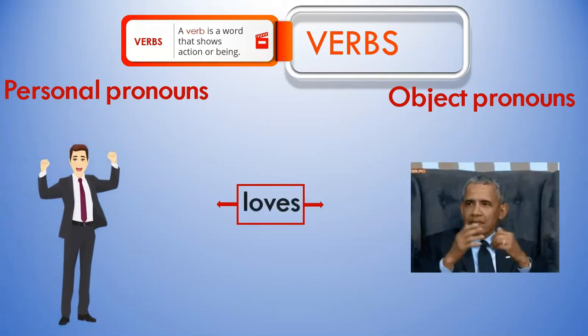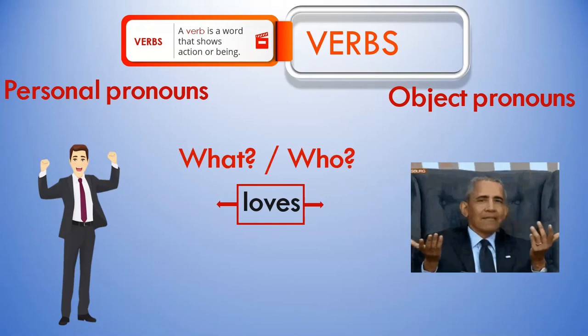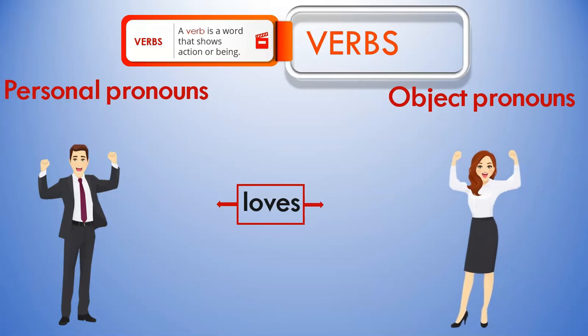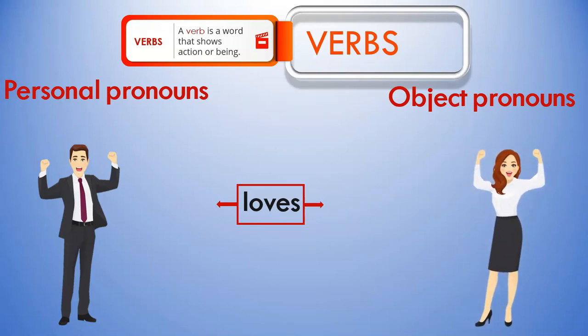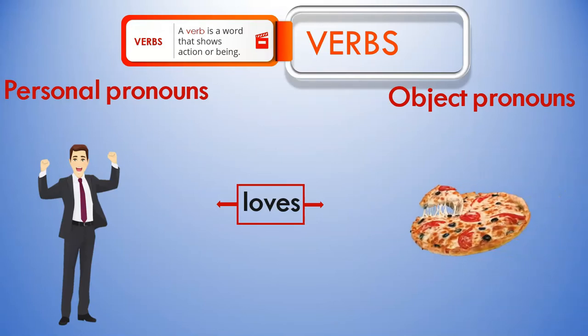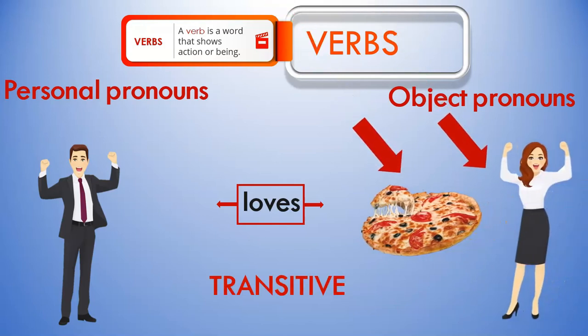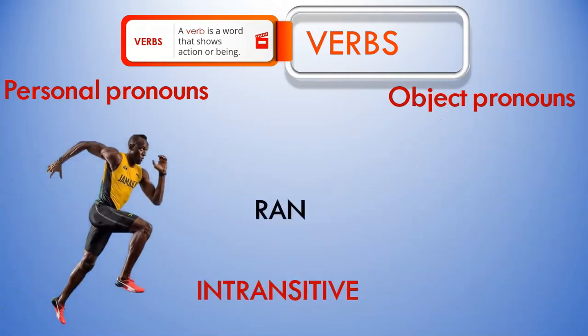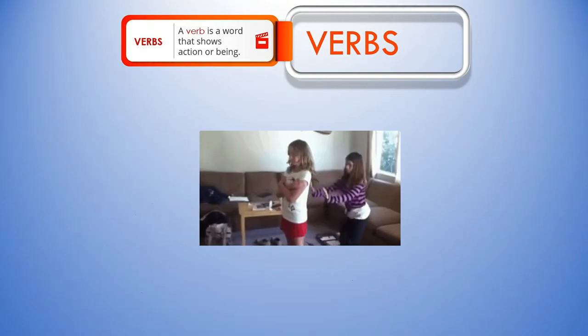For example, if I only tell you, he loves, you would be waiting for additional information to complete the idea, a direct object. So you could say that he loves her or he loves pizza. So love is a transitive verb because it needs a direct object to complete its meaning. The verb to run, however, is intransitive because it doesn't need anything else. The following one is also intransitive.